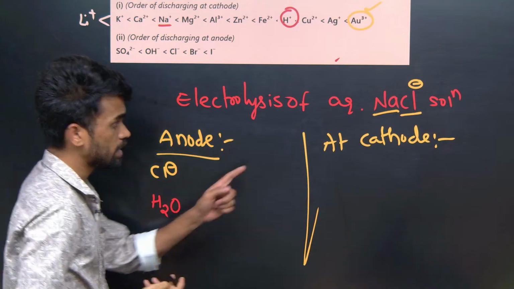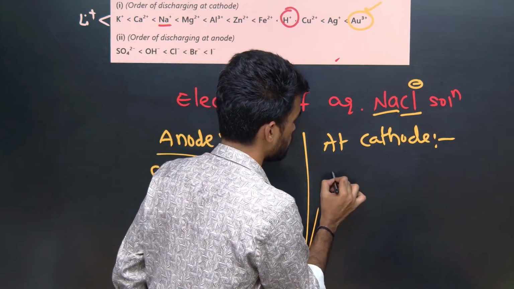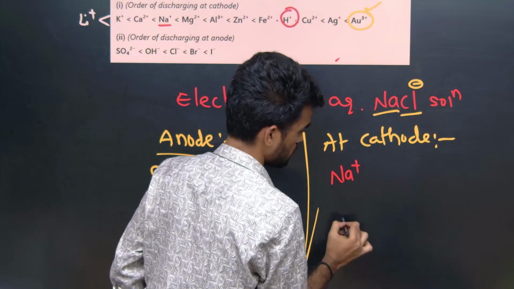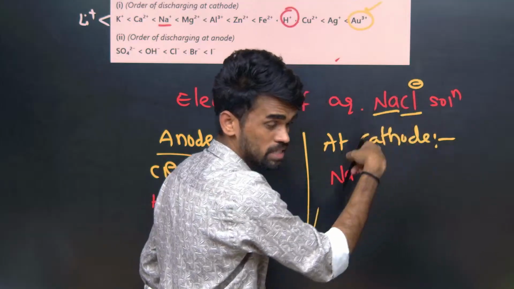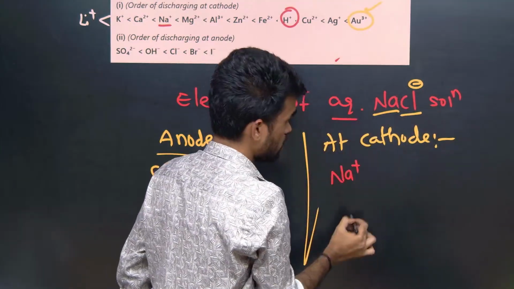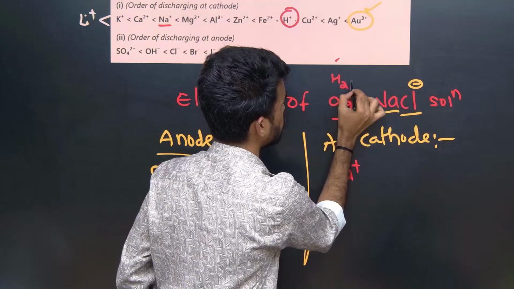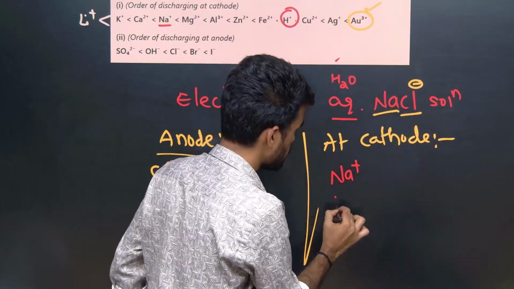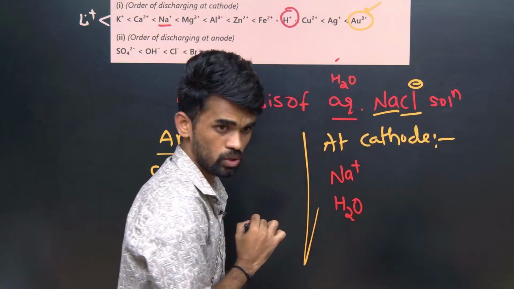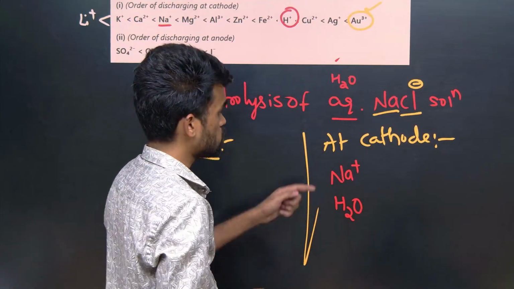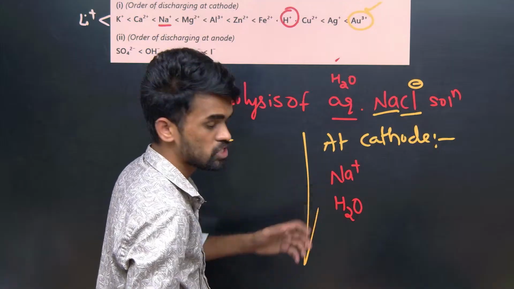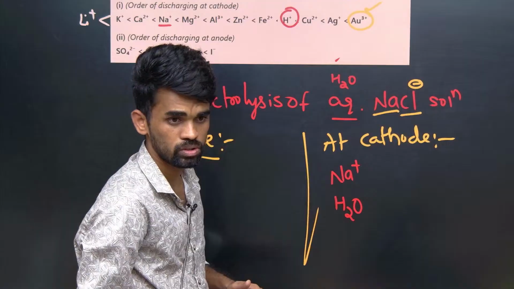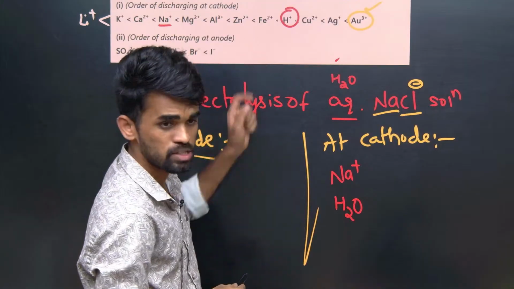And here at the cathode, what are the cations we have? Na plus ion, and from H2O, what is the ion? Because aqueous means what are the ions? H2O, H plus and OH minus. So we can write H plus from water, so I am writing water only. These are the two things. Out of these two, which will discharge first, they will ask you. So tell me, sodium or H2O? H2O will discharge first as per this order.